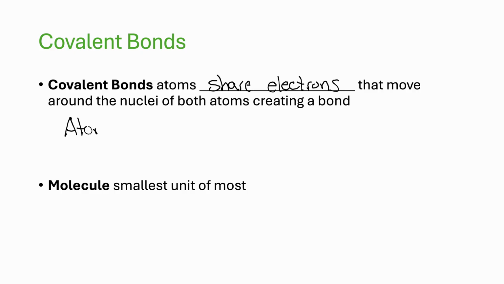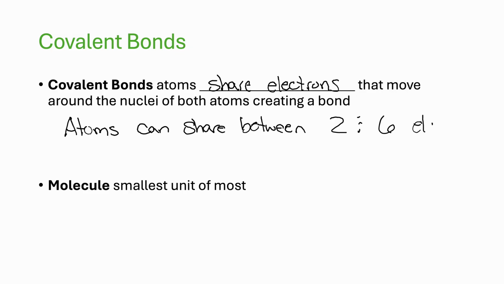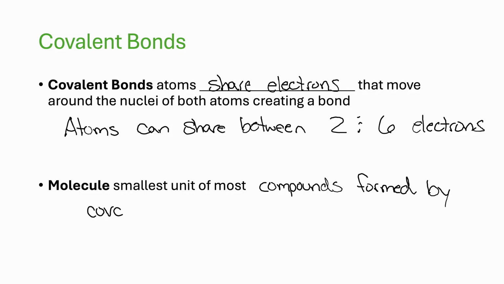So atoms in a covalent bond can share between 2 and 6 electrons with another element. Okay? Now, molecules are the smallest unit of most compounds that are formed by covalent bonds. So when you make something with a covalent bond, you call it a molecule. It's just a designation of how that bond is forming.